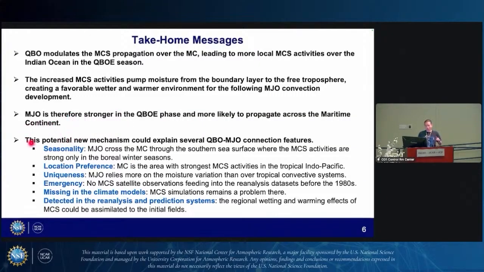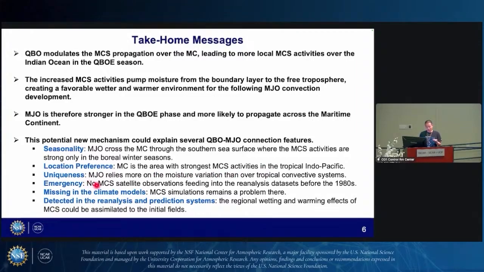Now I'm trying to use this potential new theory to explain several unique features of the QBO-MJO connection. First is seasonality. This is probably due to the fact that the MJO crosses the maritime continent through the southern sea surface, where the MCS activities are strong only in the winter season. Secondly, the location preference, because the maritime continent is the area with the strongest MCS activities in the tropical Indo-Pacific region. And uniqueness, that is due to the fact that the MJO relies more on moisture variation than other tropical convective systems.